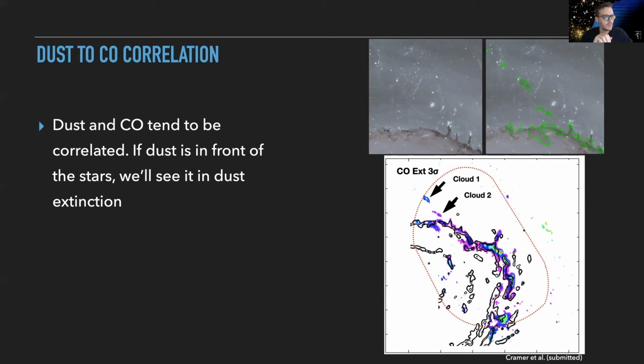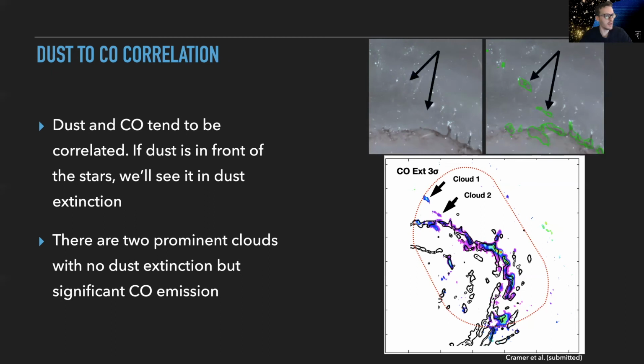But I point out two particular clouds, clouds 1 and 2, which I also show at the top here, that appear to have no dust extinction associated with them, even though they're strongly detected in CO. You can see it on the top images there in the main ring of dust. CO traces the dust very well.